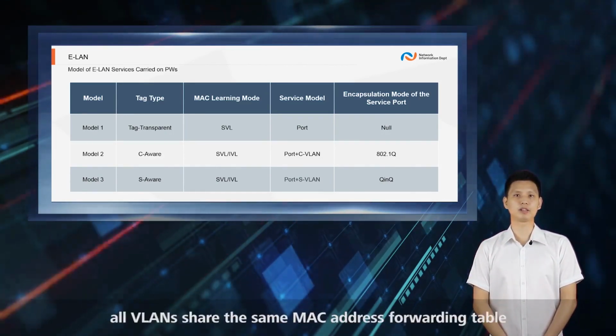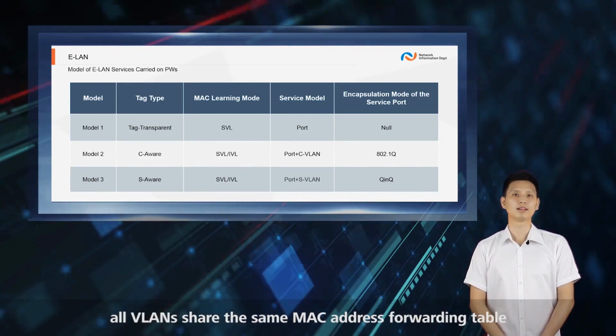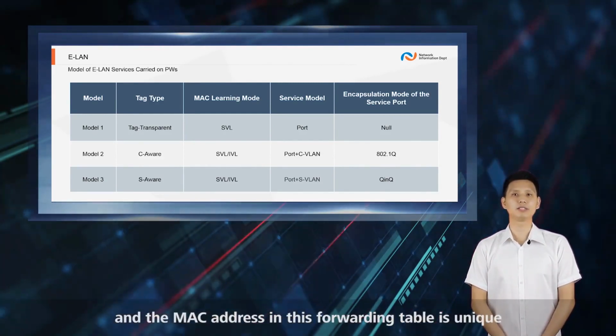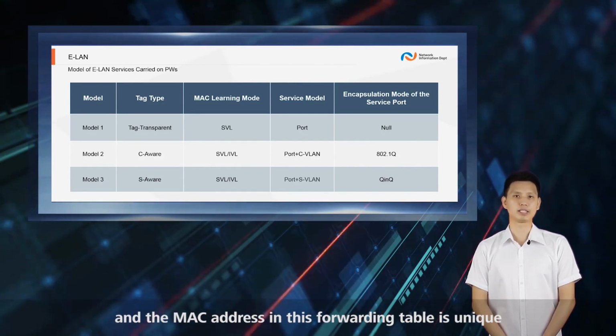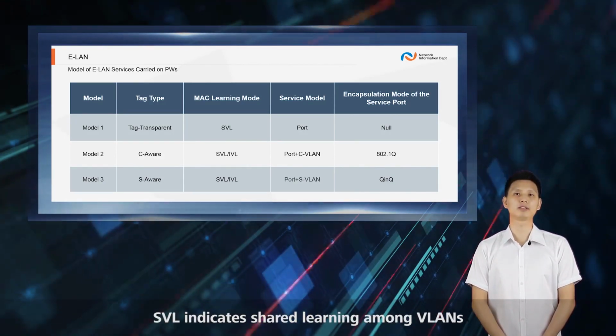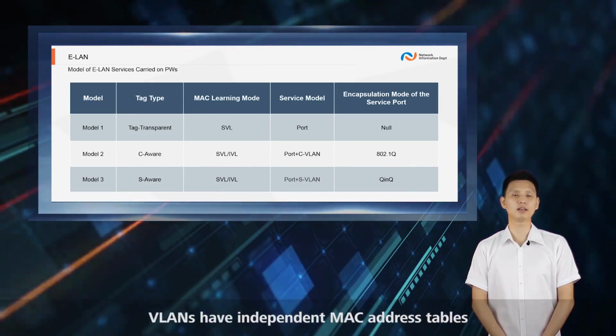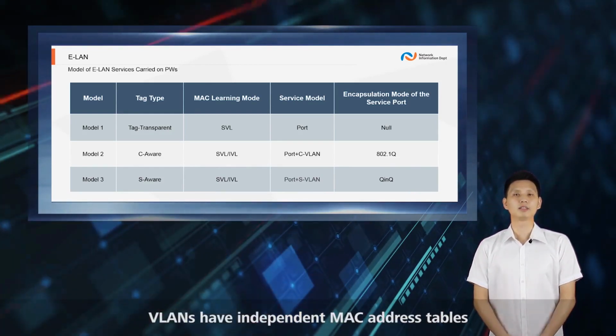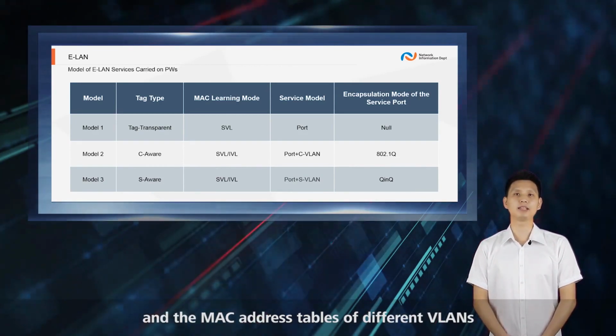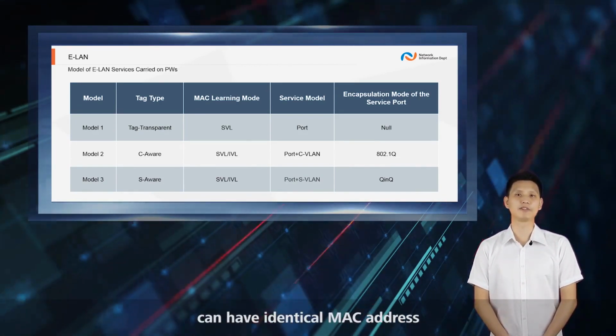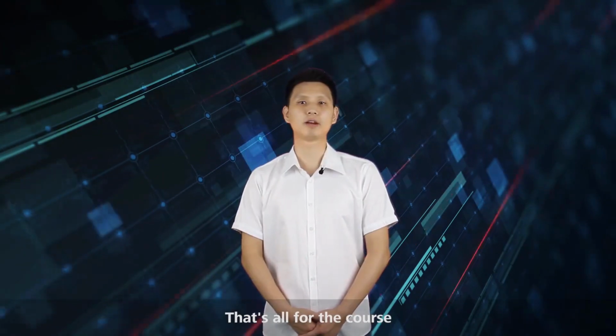In this mode, all VLANs share the same MAC address forwarding table, and the MAC address in this forwarding table is unique. IVL indicates independent learning among VLANs. In this mode, VLANs have independent MAC address tables, and the MAC address tables of different VLANs can have identical MAC addresses.